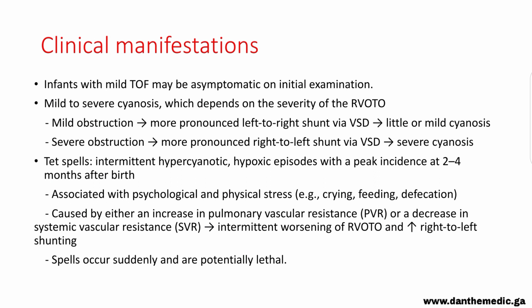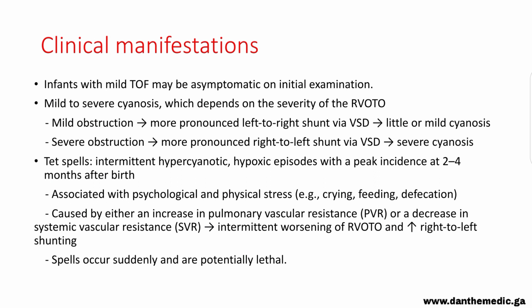Now, patients with Tetralogy of Fallot often have something known as TET spells. These TET spells are intermittent hypercyanotic hypoxic episodes with a peak incidence at 2 to 4 months after birth. And these TET spells are usually associated with psychological and physical stress, for example, when the baby is crying, feeding, or defecating.